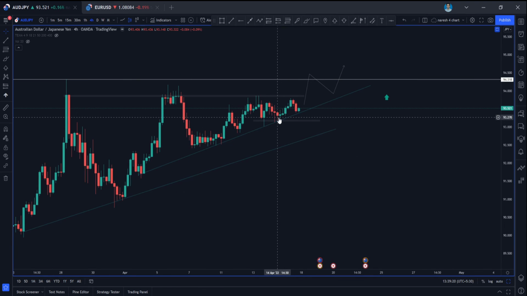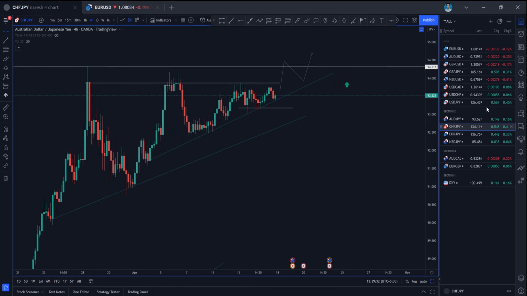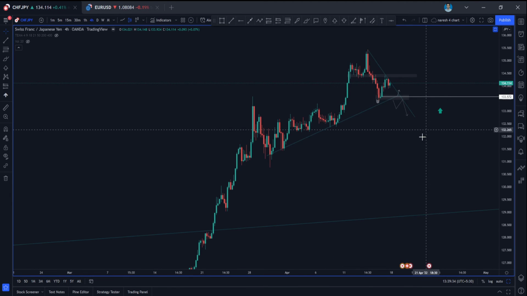Okay, I'm not looking for short entries in AUD. I'm planning to go with the trend, and so I'm waiting for the break, retest, and move up again. Okay, so next would be CHF JPY, guys.